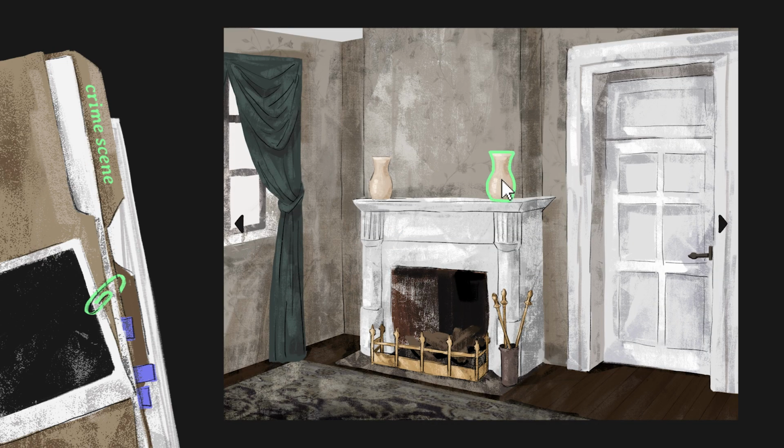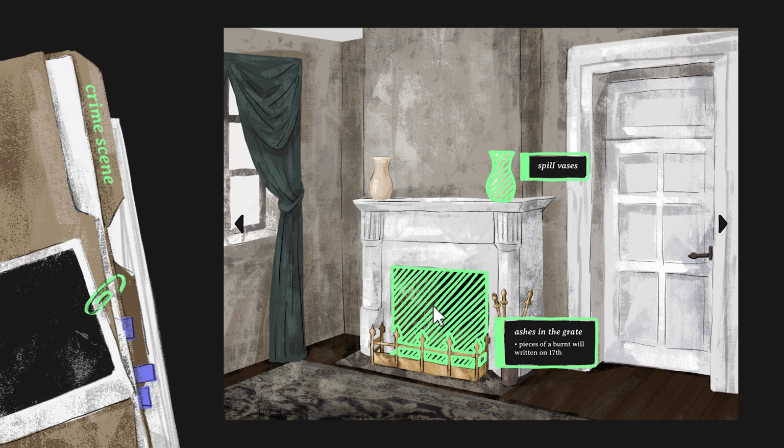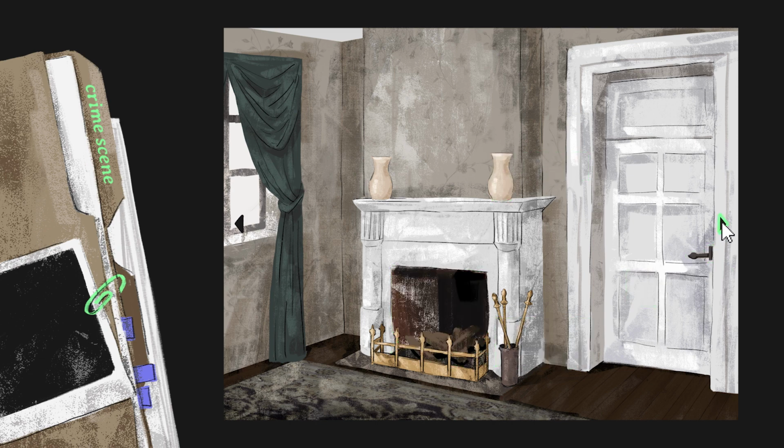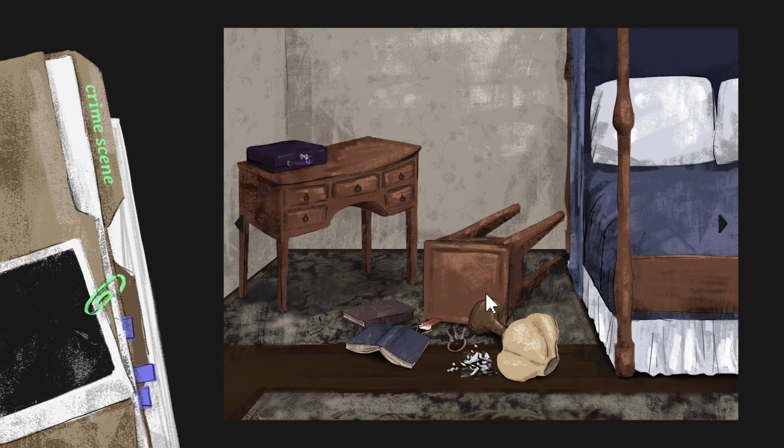On the mantelpiece are ornaments, spill vases, and a clock. In the ashes in the grate, there are pieces left from a burnt will. This will was written on the afternoon of the 17th, and it was witnessed by Will and Manning, the 2 gardeners. The door to Cynthia's room is bolted as well, and there are fibers left from what seems to be a green fabric. Then moving on to the writing desk, there is a candle grease on the carpet.